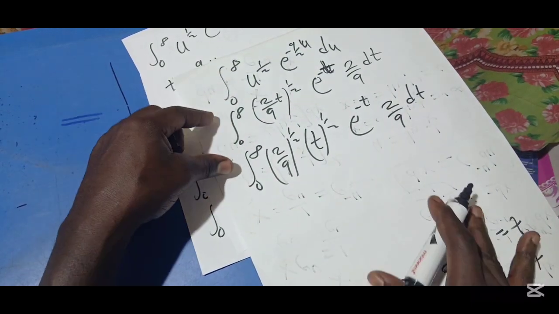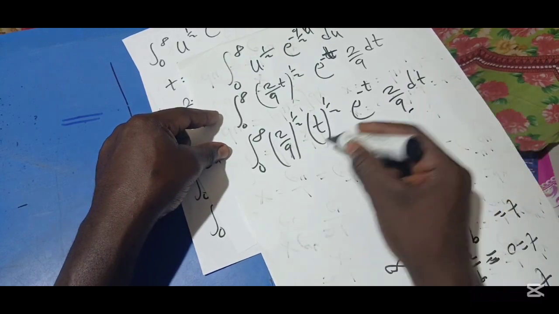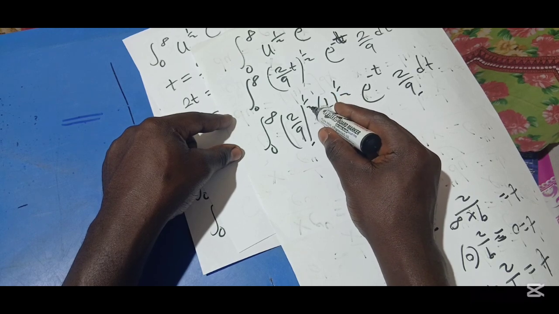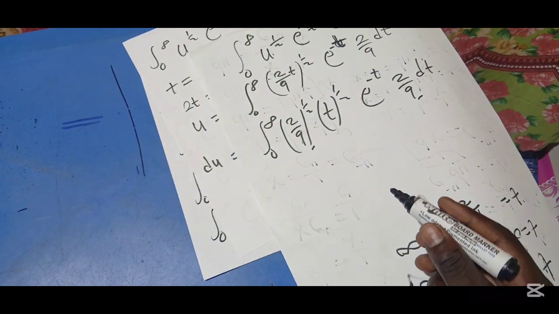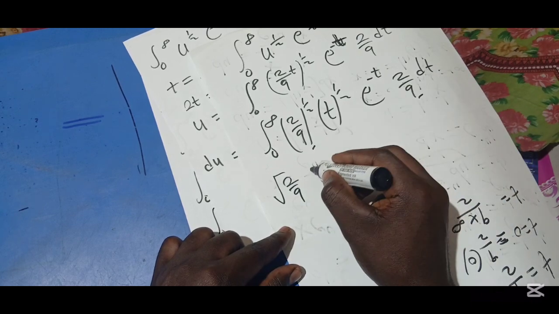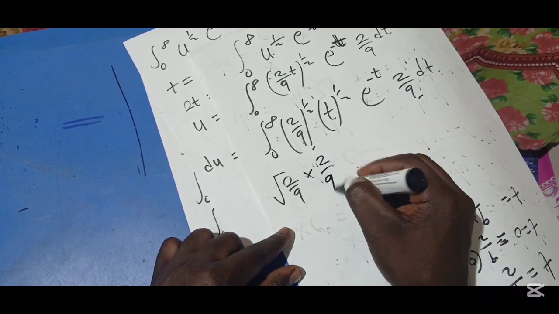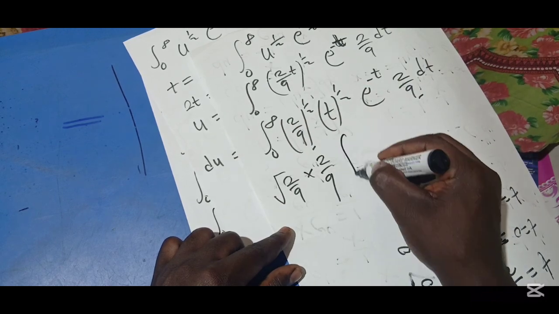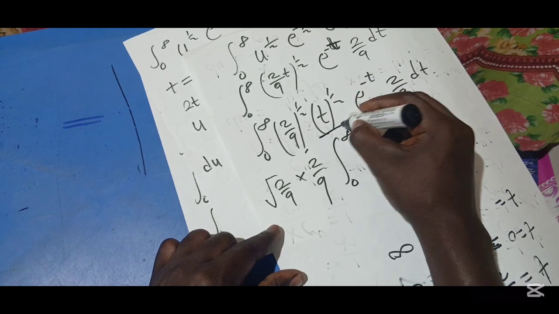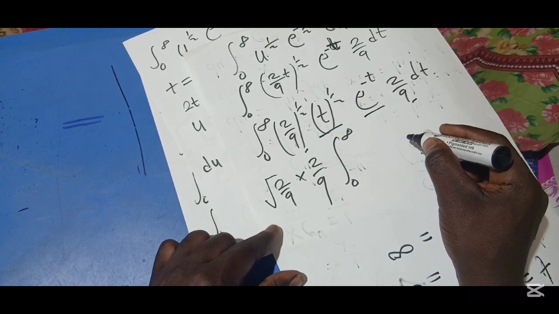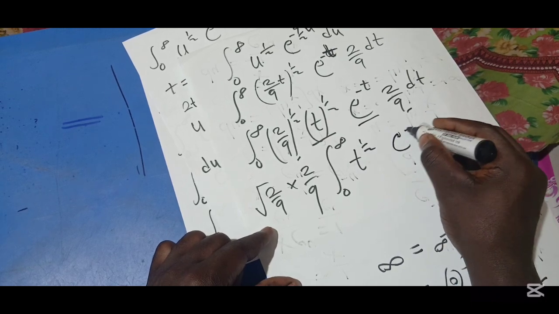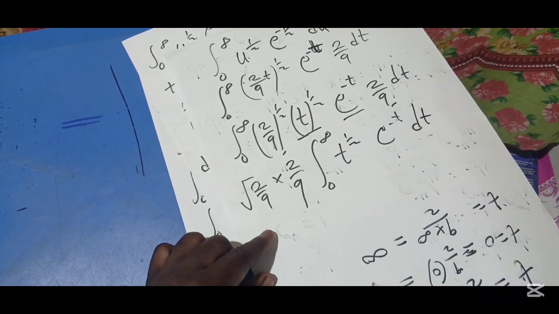So let's bring all the constants out. 2 on 9 is a constant, and this one is also a constant. You know that 2 on 9 to the power half is the same as the square root of 2 on 9. So this is the constant coming out, multiplying 2 on 9. Now we are left with the integral from 0 to infinity of t to the power half and e to the power negative t dt.